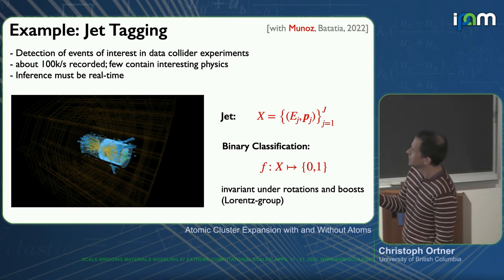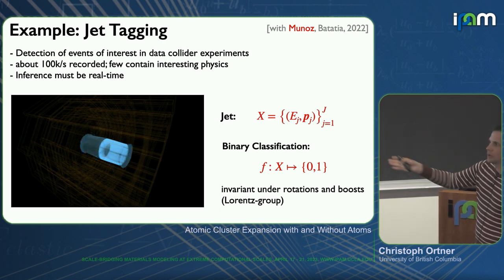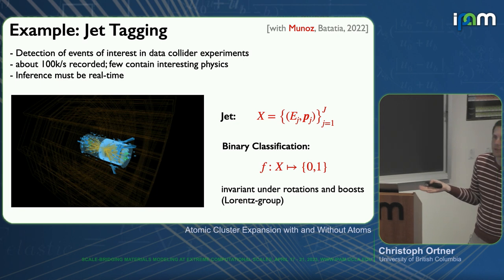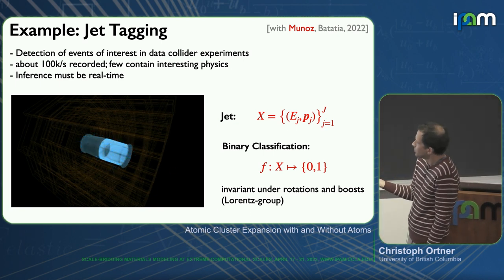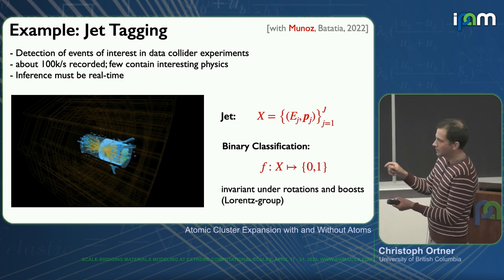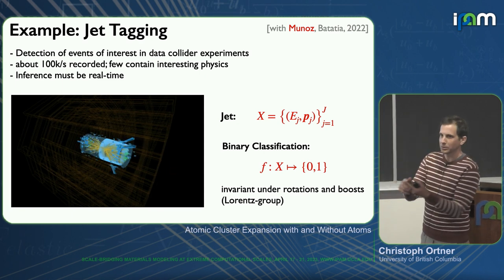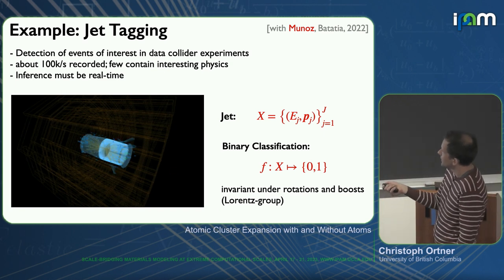And so you have hundreds of thousands of measurements every second, and you want to just throw out most of them because in most of them nothing interesting happens, and that's called jet tagging. It's a simple classifier. So you want a rough estimate: the particle I'm looking for, is it in that experiment or not? Okay, and so now, what are the particles?